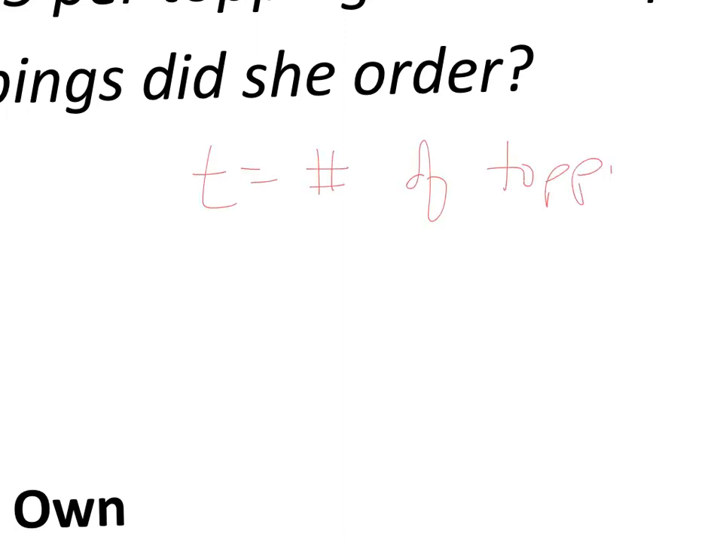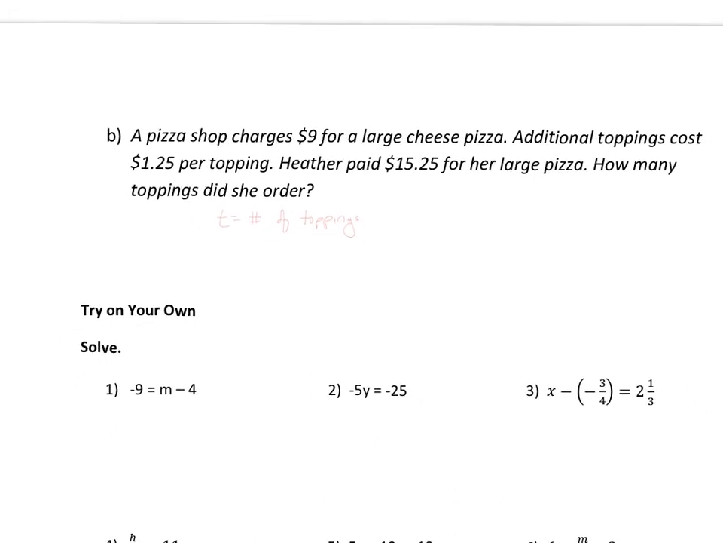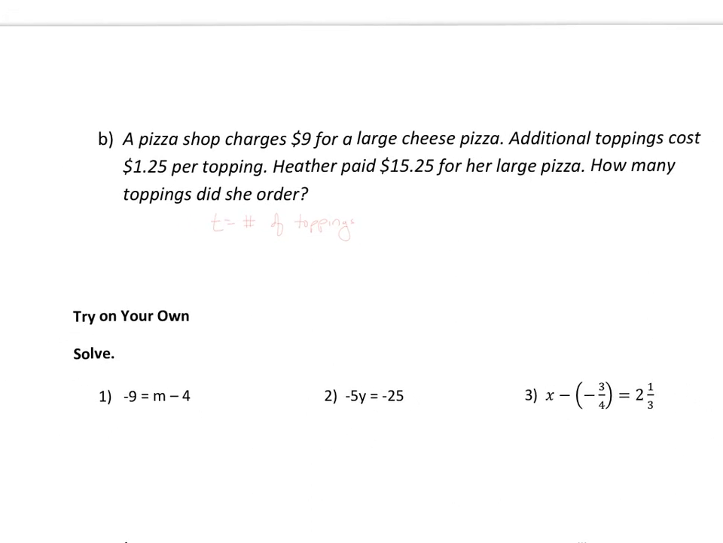Now, don't just say toppings. Make sure you're specific. Are we talking about how many, how many pounds, what type? What are we talking about here? In this case, we're talking about how many there are. Now it says it charges $9 for a large pizza, so large cheese is $9 no matter what. Additional toppings, so think about what additional means. Toppings cost $1.25 per topping.